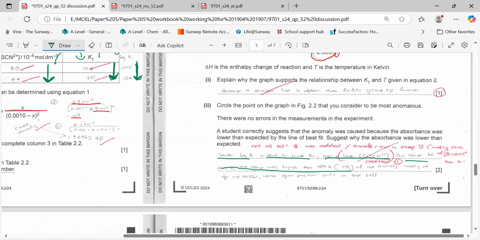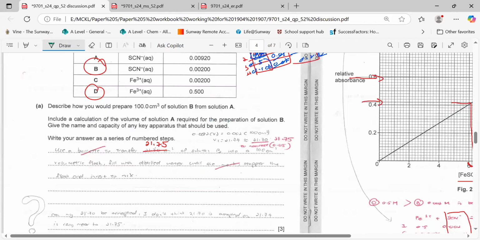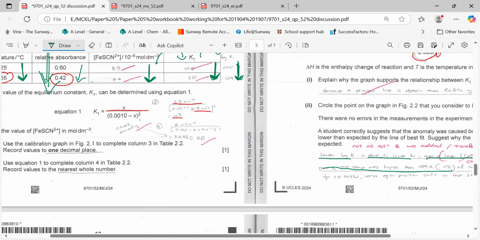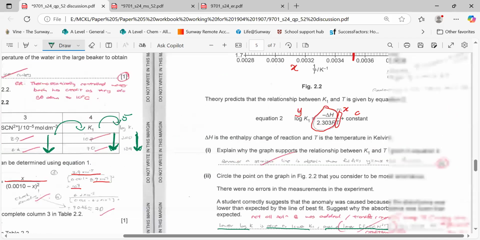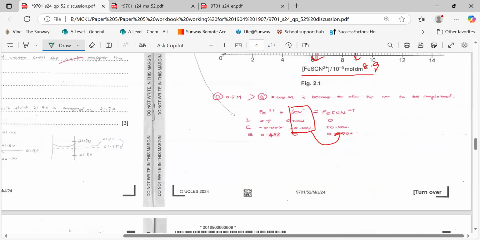Now, class, what is solution B again? Solution B is your thiocyanate. That means they're trying to say that you did not put enough thiocyanate in. All right, you did not put enough thiocyanate in over here. Therefore, you did not form enough here, so that appeared lower.